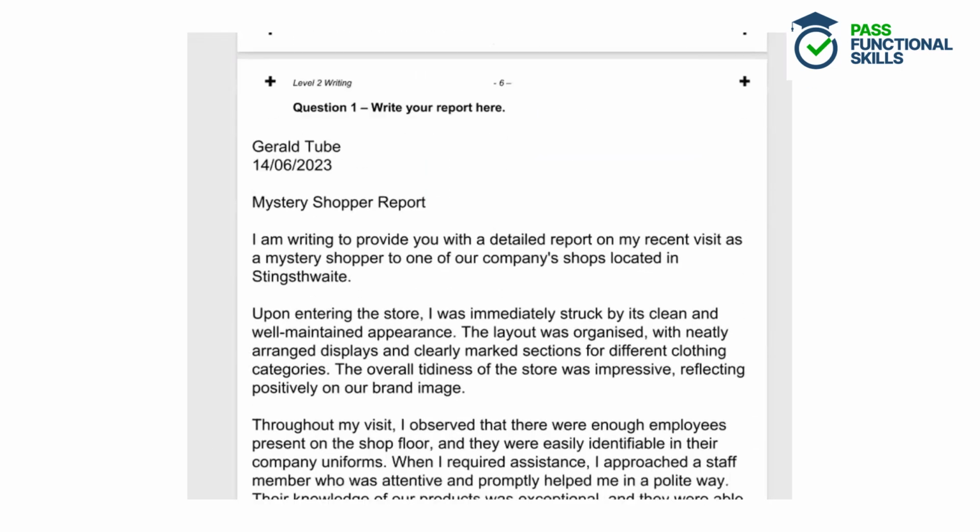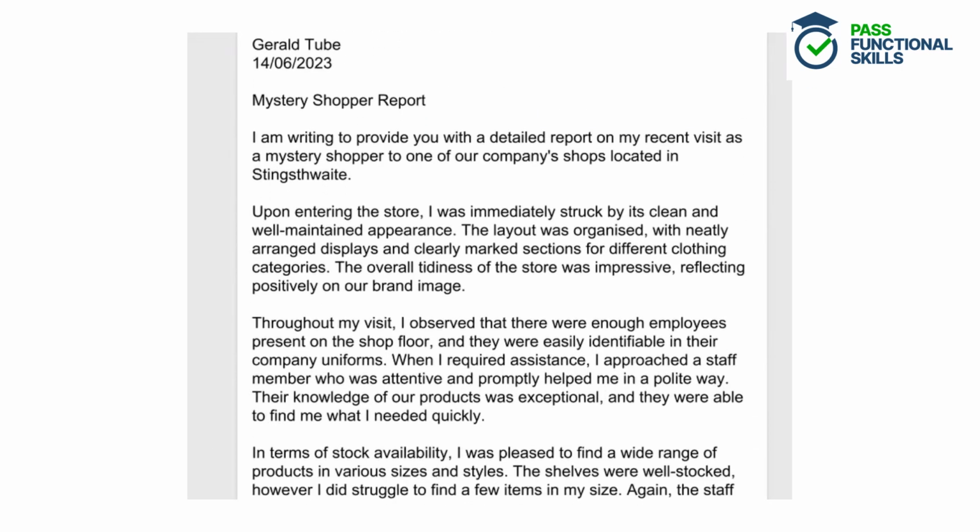So let's take a look at a model answer to this question. This answer would achieve full marks in the exam.